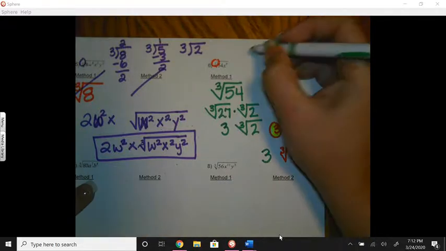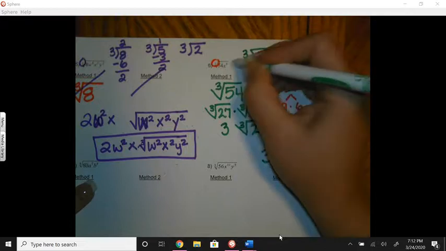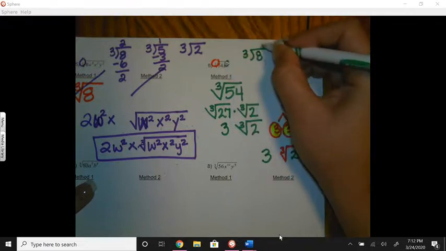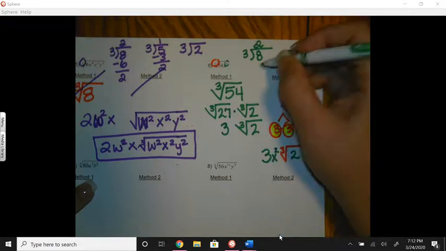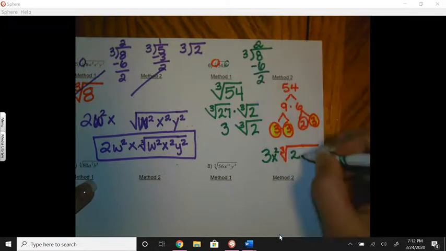The variable part, we're going to do the same. 3 goes into 8 twice. So that's why we're going to have x squared here. And then there would be 2 left inside.